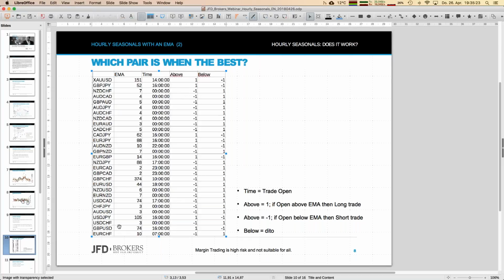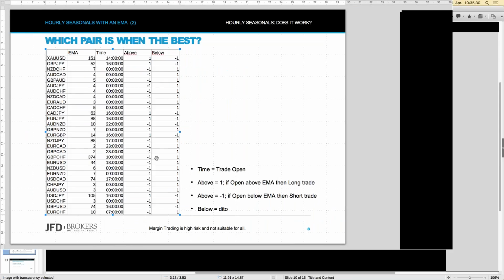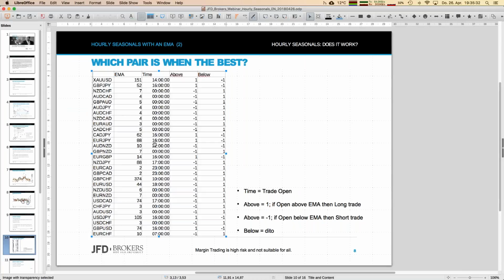And you see for each Forex pair, the best EMA and the best point in time of the day to trade. And we see some good examples like in the afternoon, Canadian dollar, Japanese yen, euro, Japanese yen, 4 p.m. Great. We can use that. That's the statistical edge. But that's not all. We need more.